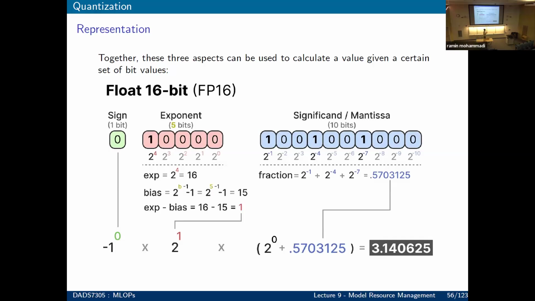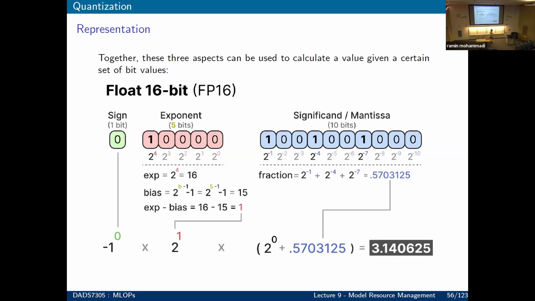In order to understand the value of exponent, you need to calculate two things: an XP value and a bias value. The XP value is, among these exponent bits, which one is activated? An exponent bit, basically from the right, goes to the power of 0, to the power of 1, to the power of 2, and so on. So here the last one is 2 to the power of 4 and is activated. So what will be the value? Exponent 2 to the power of 4 becomes 16.